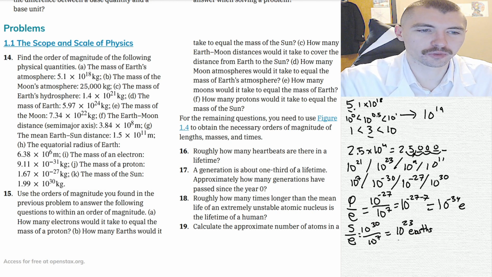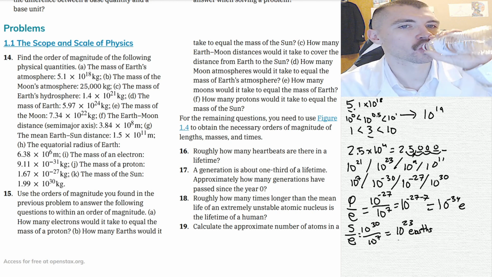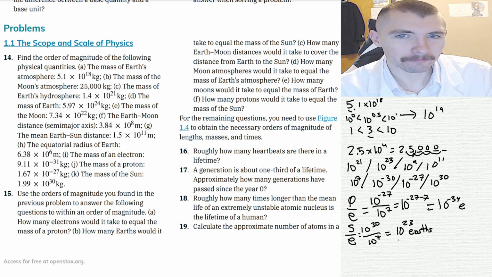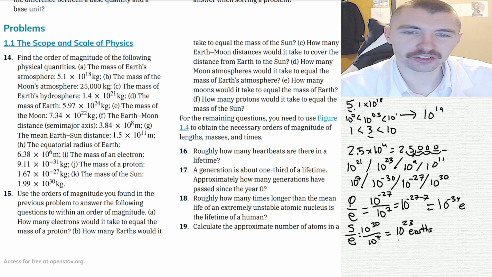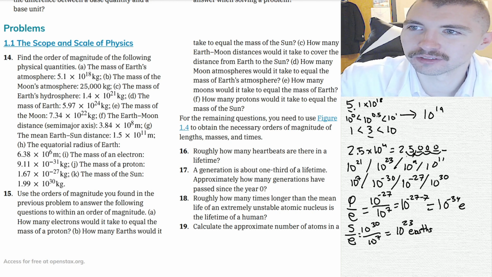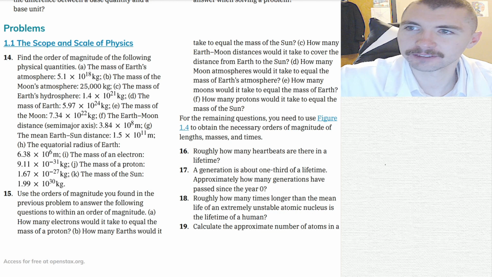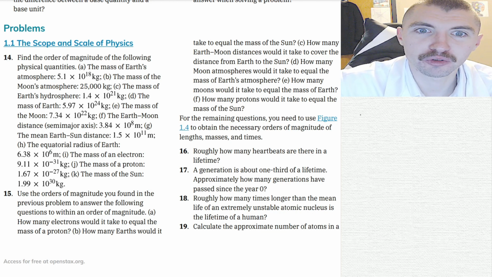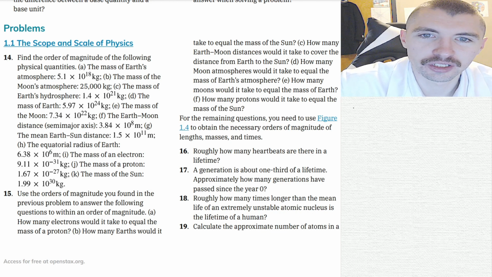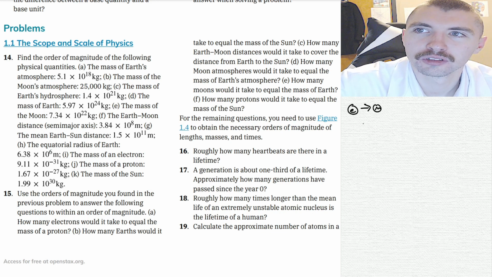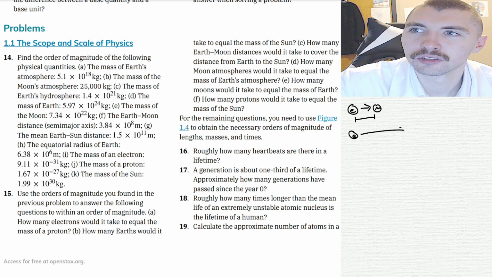So we started with masses. I think C is going to start with distances. So now we gotta kind of reset here. How many Earth-Moon distances will it take to cover the distance from the Earth to the Sun? So we know the distance from Earth to the Moon, and we want to use this length to calculate the Earth to the Sun.